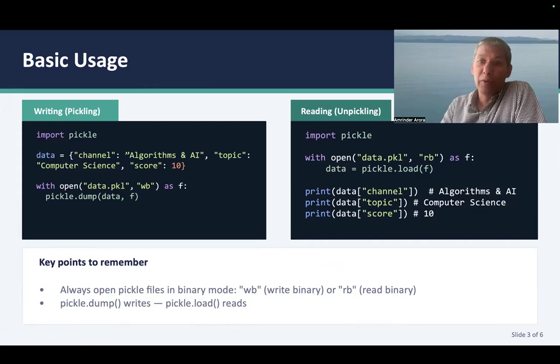You can read any key from it. Now, if you do misspell the name of the key, like you put score and you put S uppercase, you will get an error, obviously, because the data dictionary does not have that key. So key point to remember, simply use binary format, read binary, write binary, and dump to write, load to read.